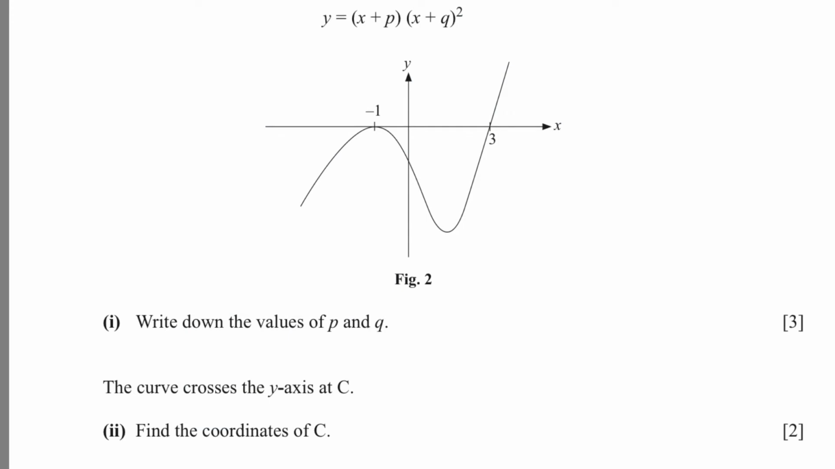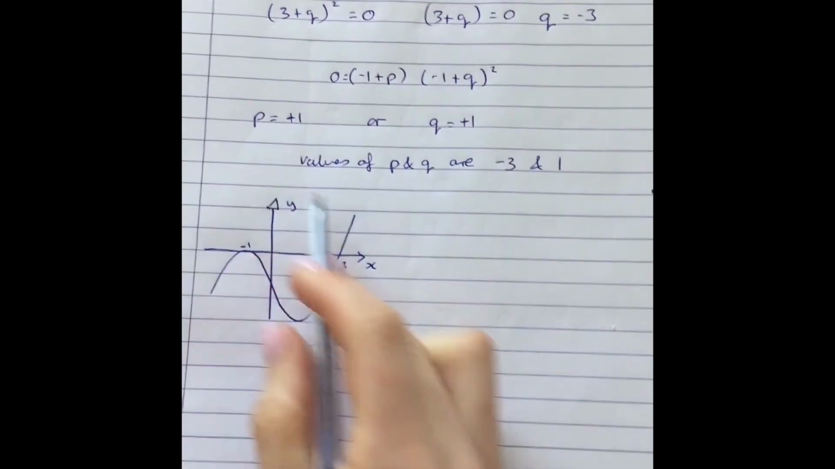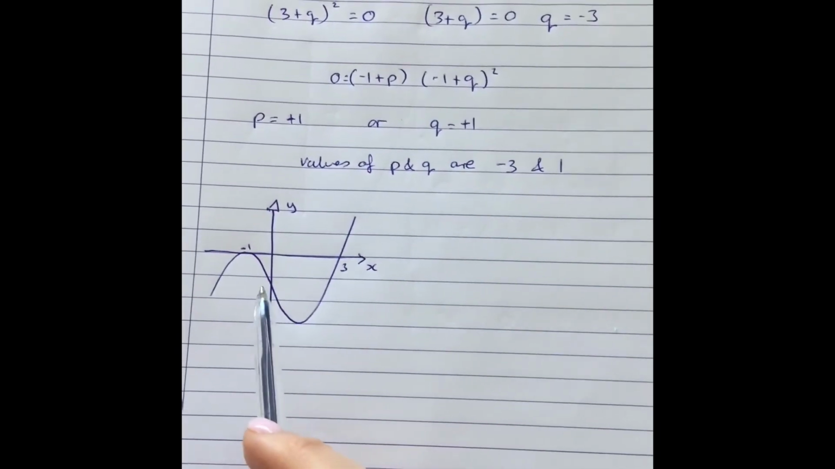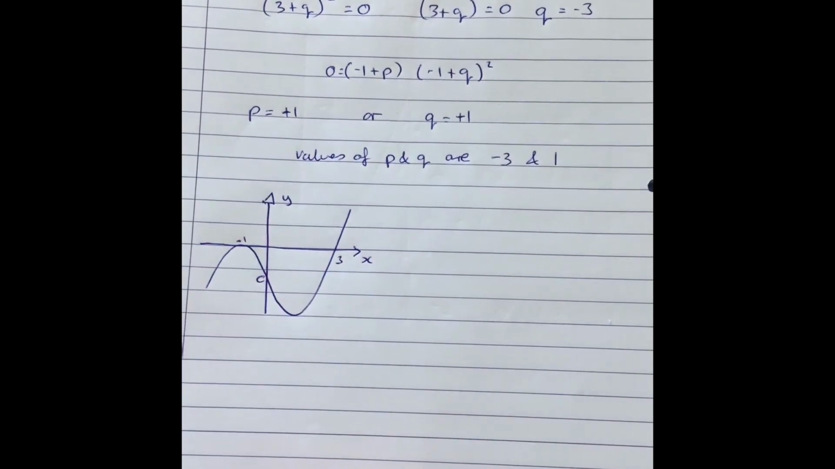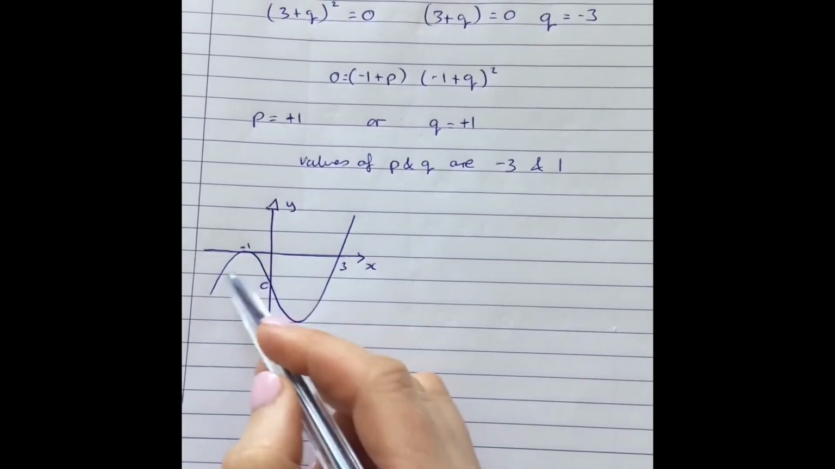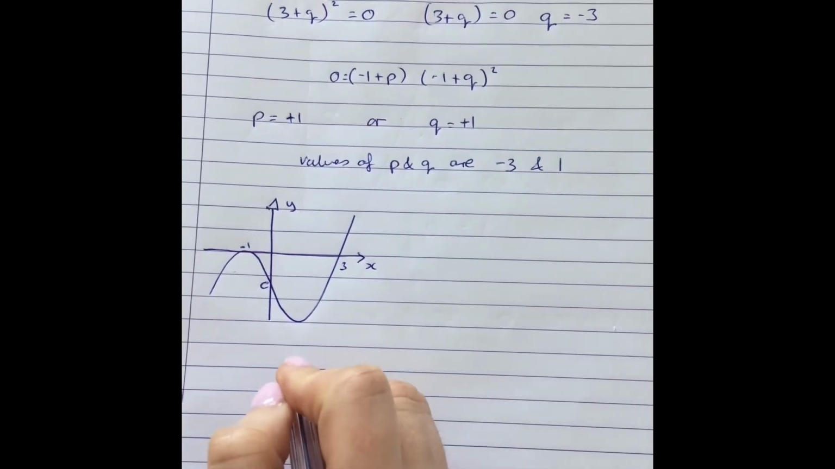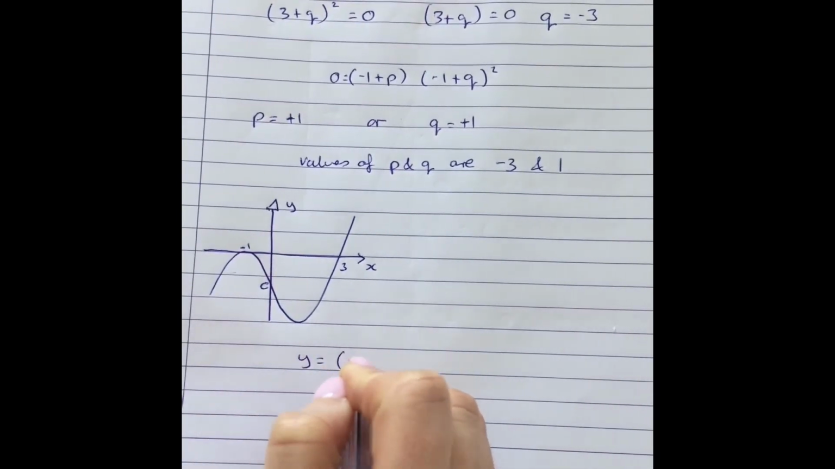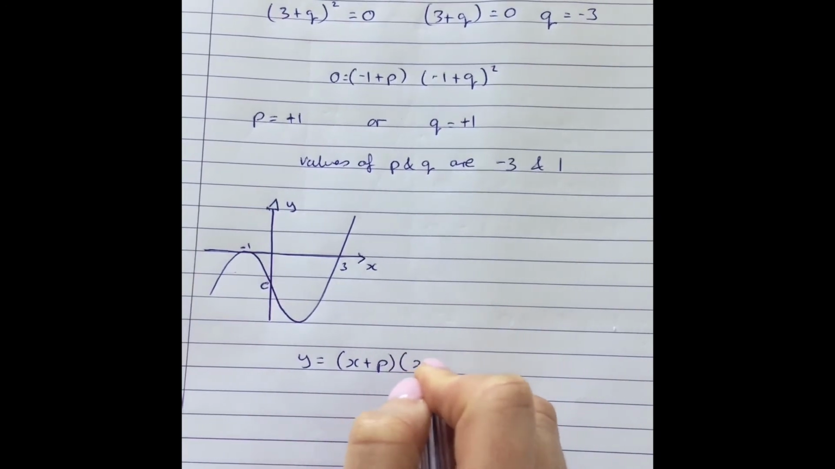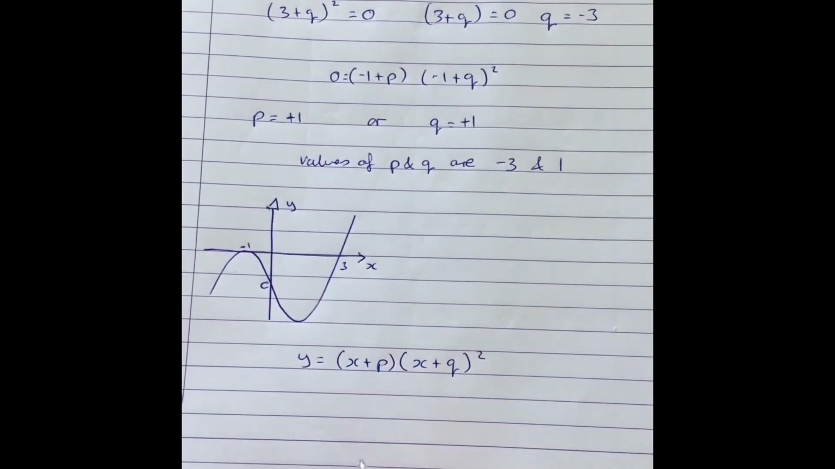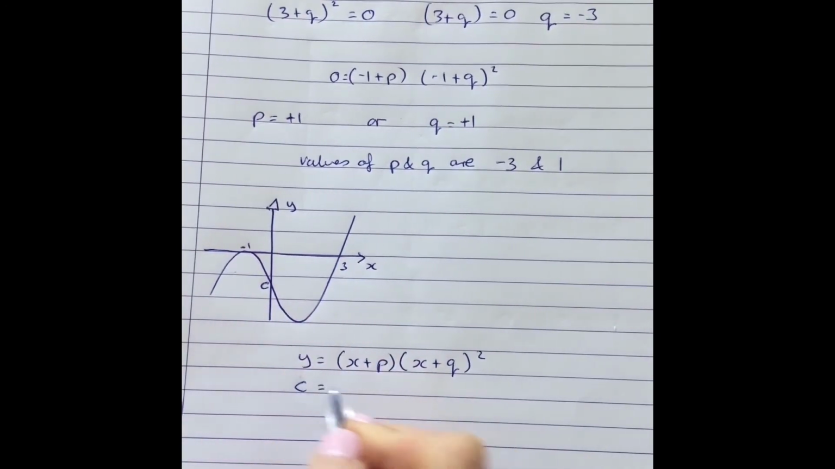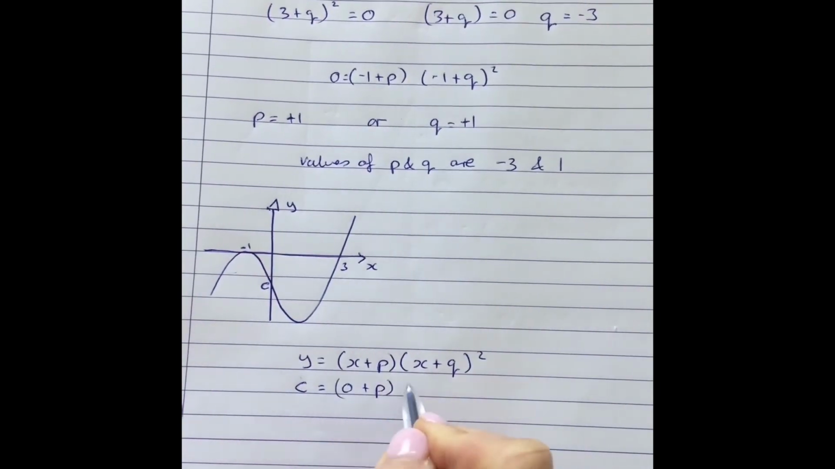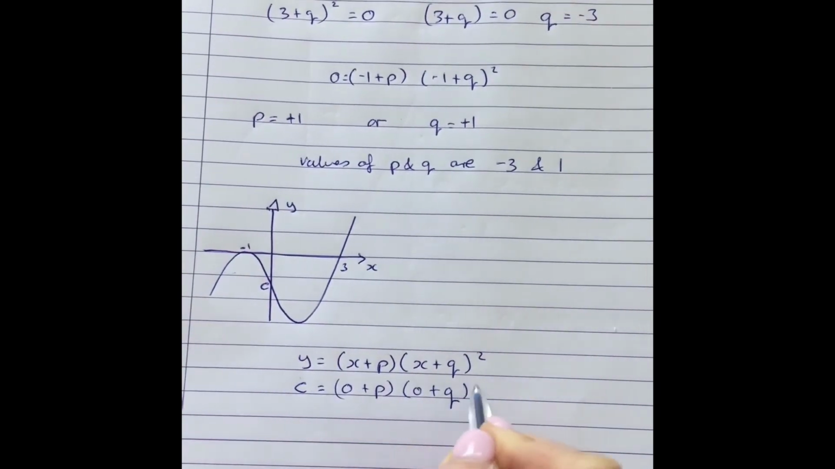The next part of the question says that the curve crosses the y-axis at C and to find the coordinates of C. This is the curve given in the question. The curve crosses the y-axis here, and this is given by C in the question. The curve crosses the y-axis when x is 0. So if y is equal to (x plus p)(x plus q) all squared, and if y equals the c value when x is 0, then put in 0 for x.